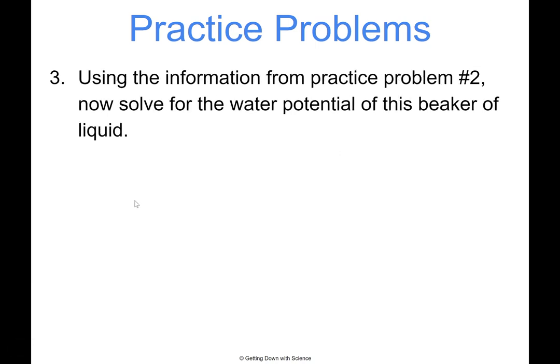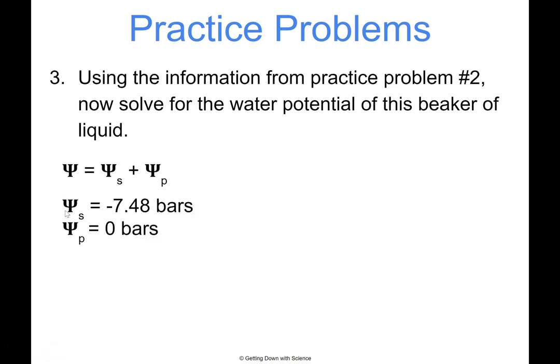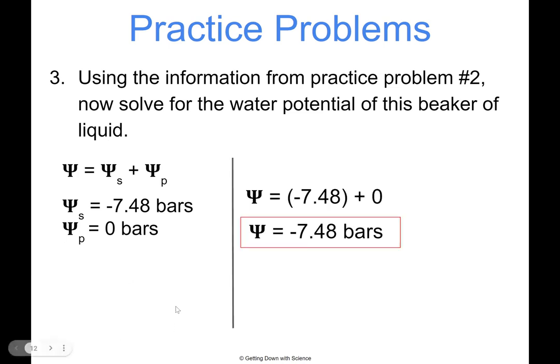Okay, so we're using the same information from the previous practice problem. Now we want to solve for the water potential of this beaker of liquid. Water potential is the solute plus the pressure potential. We have our solute potential, and it said it was in open air, and open air is 0 bars. So we put it in the formula, and we get -7.48 bars.